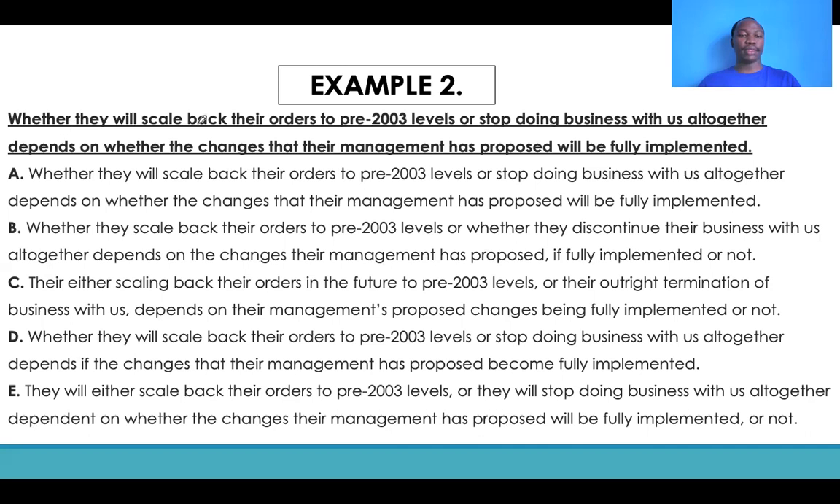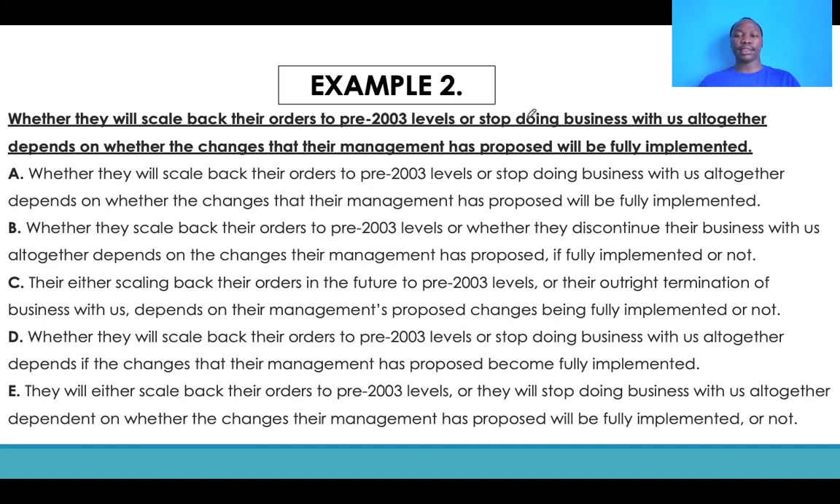So remember, whether is used in pairs with or. So whether they will scale back their orders to 2 or 3 levels, right? So there's a possibility of them scaling back to 2 or 3 levels, or there's likelihood that they will not scale back to their 2 or 3 levels, right? Or stop doing business with us altogether, right?